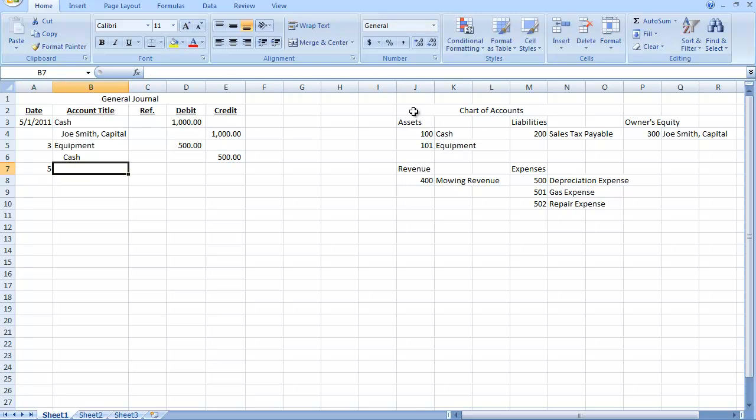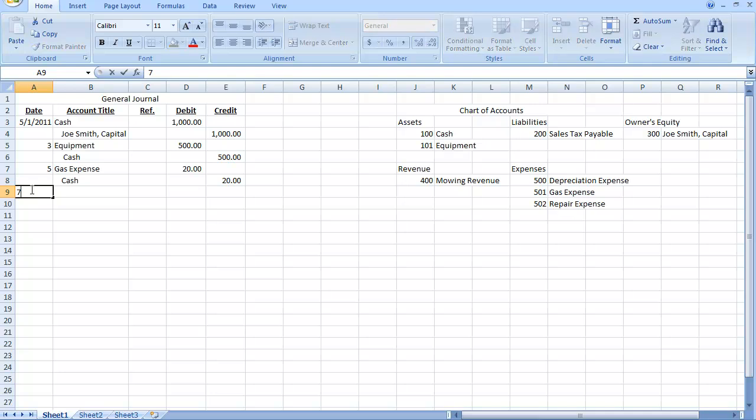And then on the 5th, so you can start mowing, you go out to the gas station, you buy gas. So we have gas expense. We'll say it's for $20, and you pay for it in cash. So here's $20 out in cash.